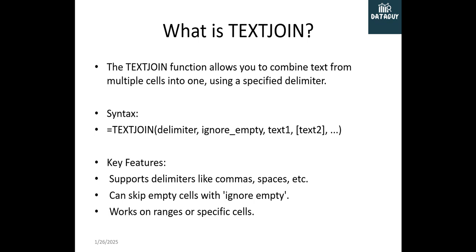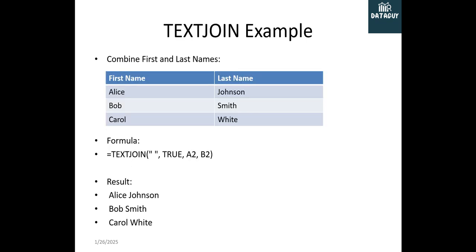So what are the key features? It supports delimiters like commas, spaces, could be semicolon, whatever those delimiters are, right? It can skip empty cells with ignore_empty, and we'll see that in action when we apply the formula. And it works on ranges of specified cells. So you may have five columns, one after the other, and you can apply this formula to the whole range.